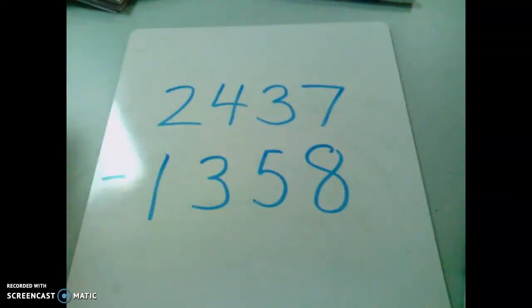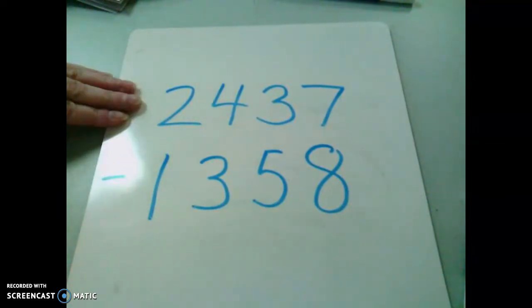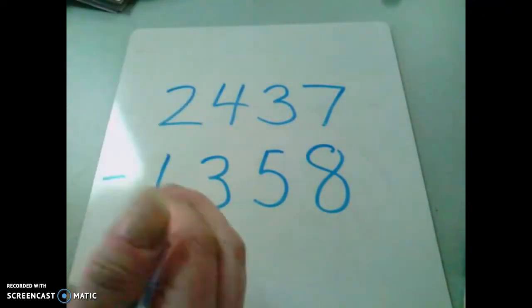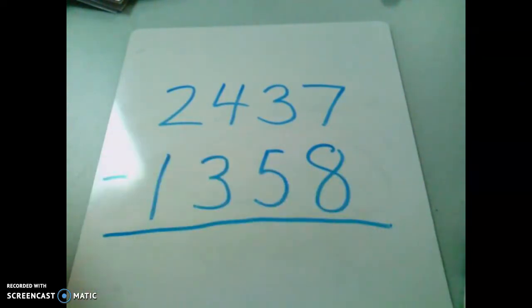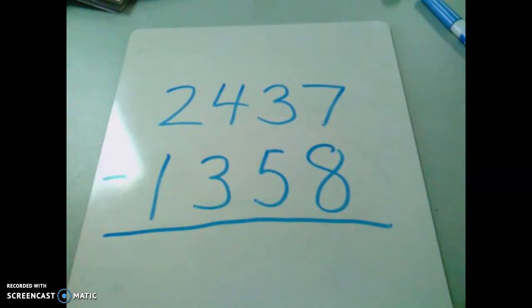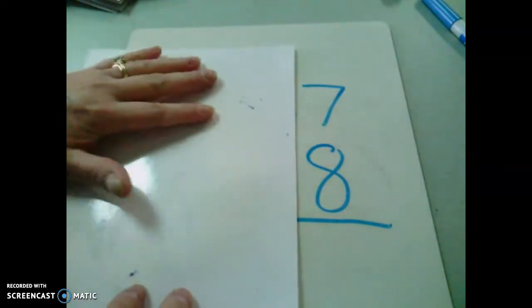Okay, kiddos, today we're going to be doing some subtraction. So I have my problem, 2,437 minus 1,358. When we are going to do our subtraction problem, oops, I forgot my equals line. There we go. All right, when we do our subtraction problem, we are going to start in our ones place.